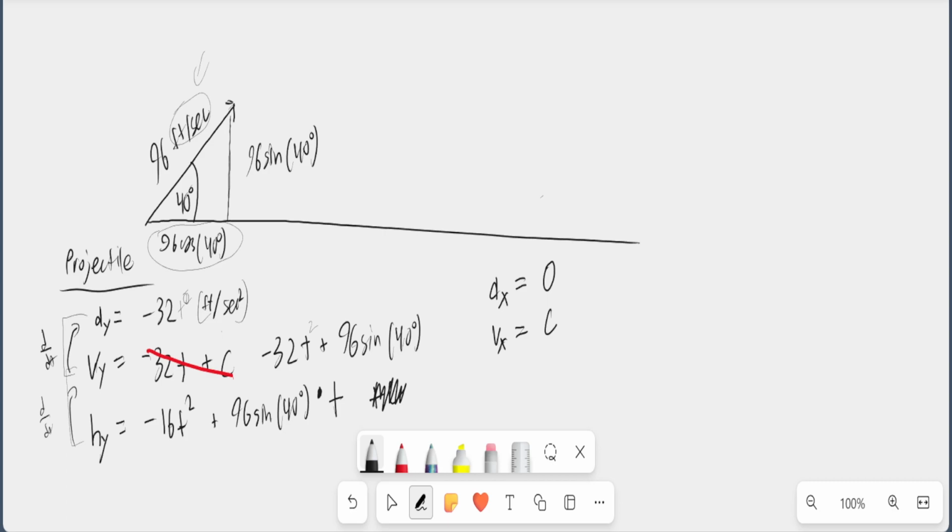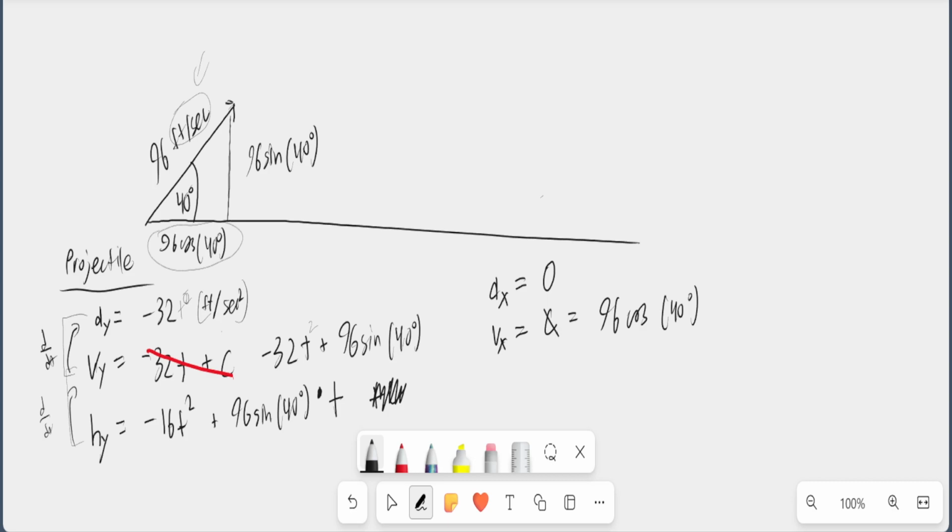And what's our initial value here? 96 cosine 40. Yeah, so that becomes 96 cosine 40 degrees. Does that make sense why the acceleration doesn't change? Because we're assuming there's no air resistance, so there's nothing acting against it. There's no reason for it to change. So it's always just going to be 96 cosine 40 as the horizontal speed.